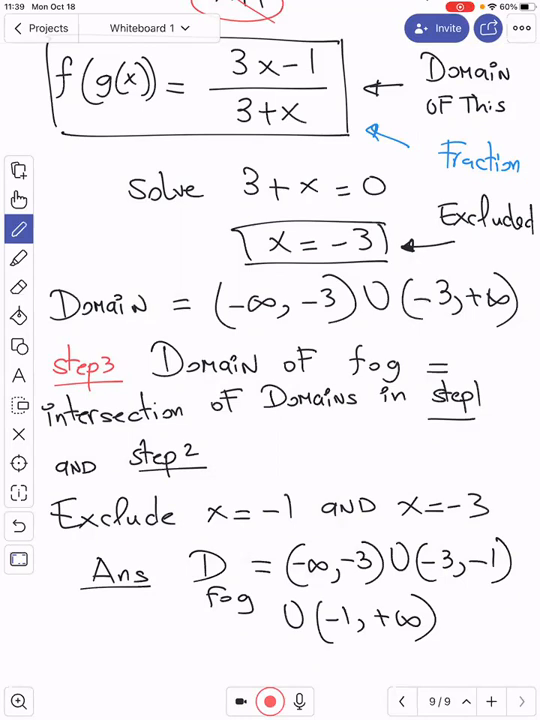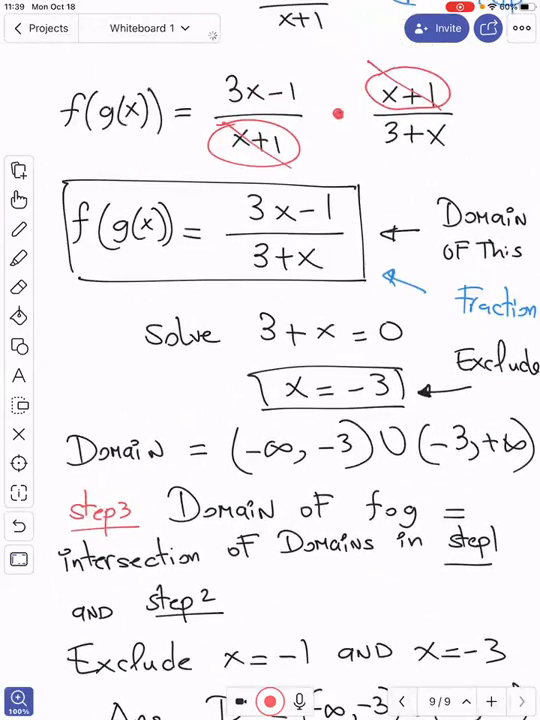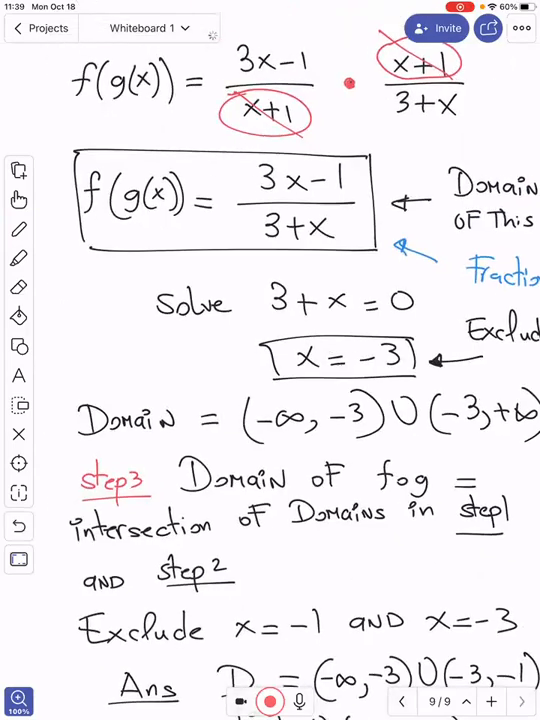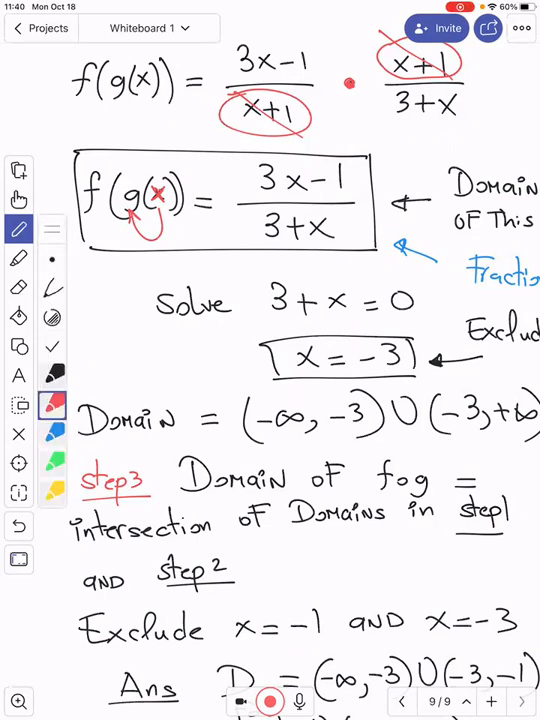Any question, guys? So this is how we find the domain of f composed with g. The reason is, when you have f composed with g, you have to make sure that g of x is first well defined, because you need to make sure that x is in the domain of g. So your g of x is well defined, and you need to make sure that g of x is also in the domain of f. That's what we do in the second step. And then we take the intersection.